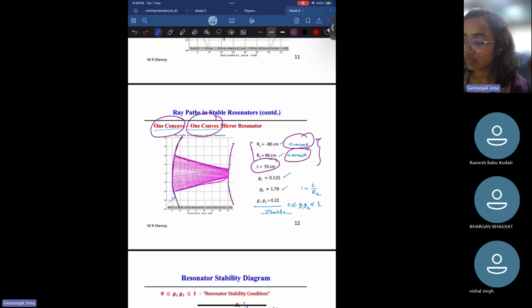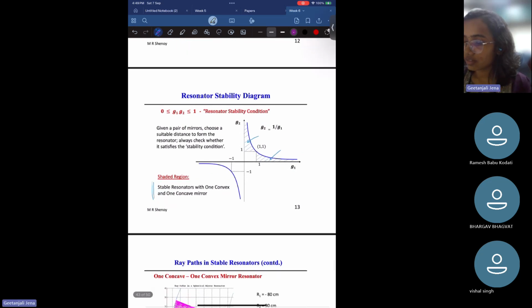Using this, we calculated the values of G1 and G2. G1 is nothing but 1 plus L by R1, and G2 is 1 plus L by R2. We calculated the values of G1 and G2, and first verified whether it satisfies the stability condition or not. And we see, yes, this mirror resonator satisfies the stability condition, so the ray will be confined inside this mirror resonator. This is one of the visual representations of the confinement.